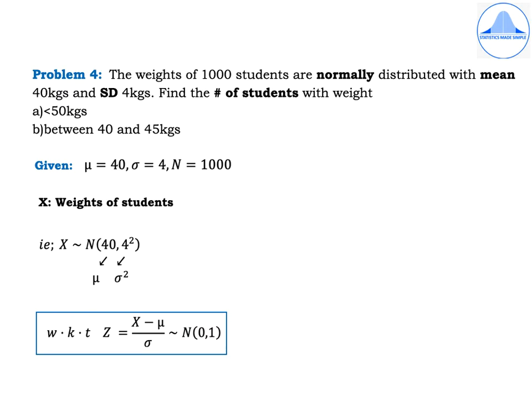Now let's write down the parameters which are given. The mean is 40, that means mu is equal to 40. Standard deviation is 4, that is sigma is equal to 4. And the total number of students is 1000, that is capital N is equal to 1000. Next, define capital X as weight of students, that is X follows normal with parameters mu and sigma square, that will be 40 comma 4 square. Then the standard normal variate is z equal to x minus mu by sigma, which follows normal 0, 1.